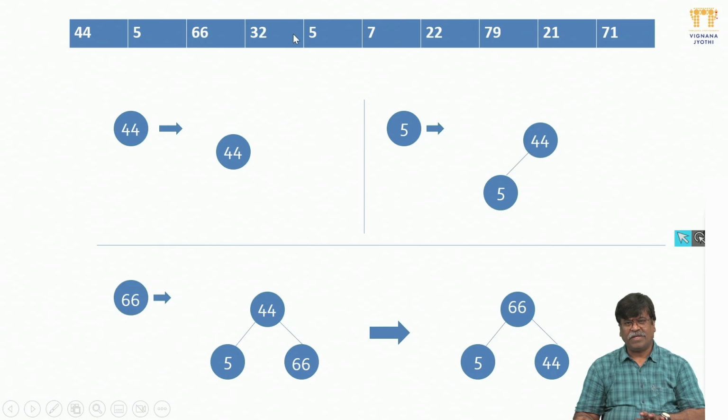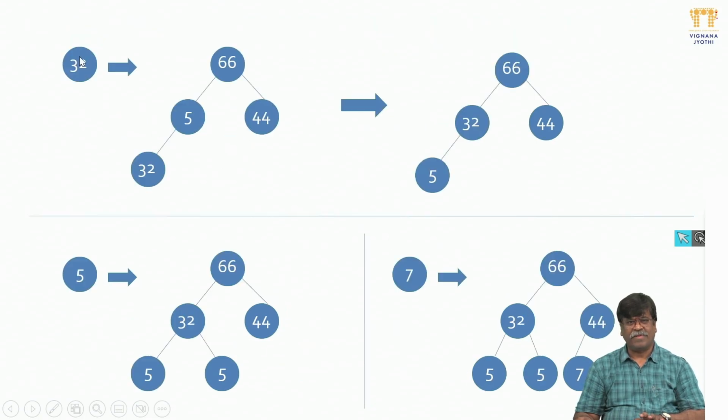Where do I need to insert that 32? The left child of 5. So I insert 32 as the left child of 5. Now you compare it with its parent. When comparing, 32 is greater, so you can exchange these two: 5, 32. Now you compare this 32 with the root. Yes, it is less than the root value, there is no problem. So this is the max heap after insertion of 32 into the tree.